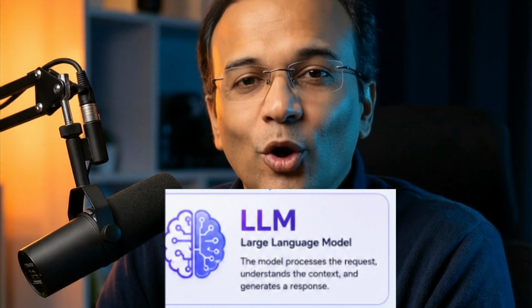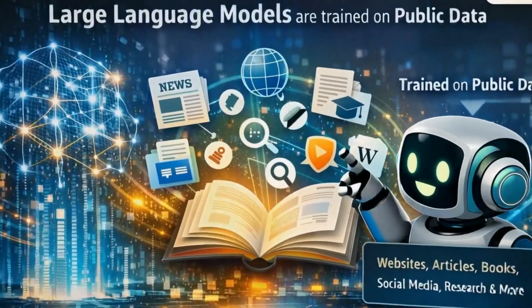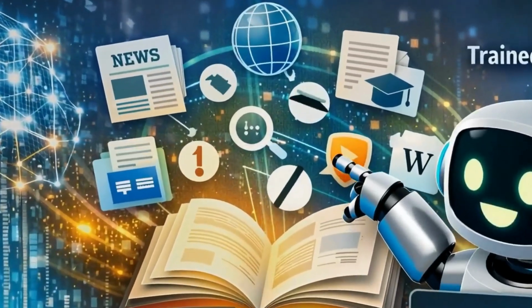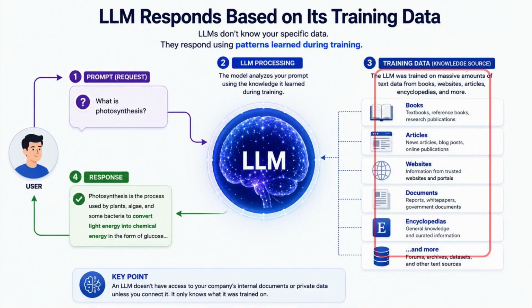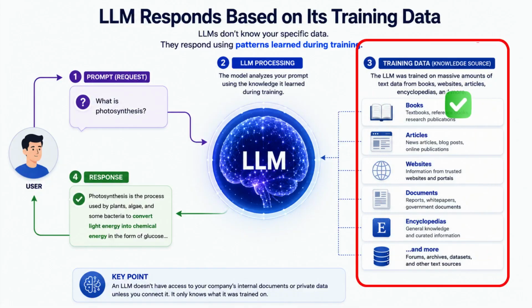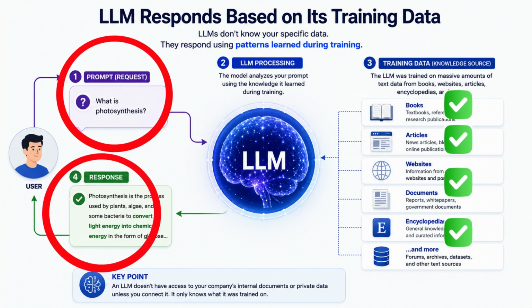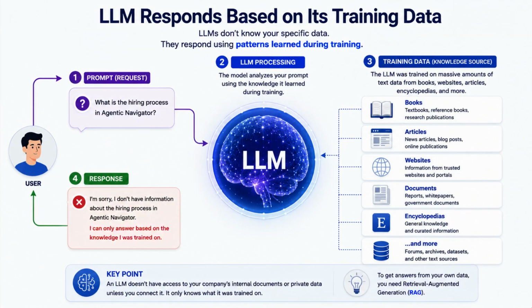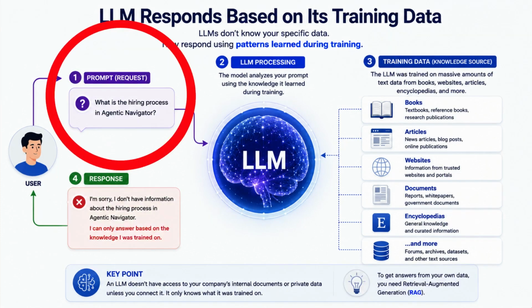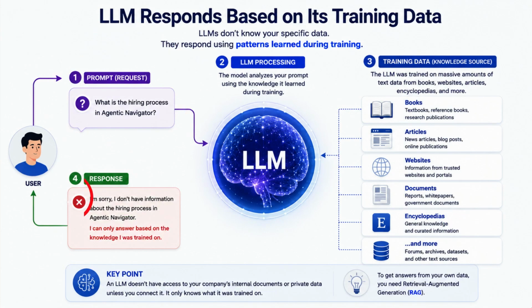Let's have a quick look at LLMs. Large language models are trained on vast publicly available data. Imagine your LLM is trained on data like books, articles, websites, etc. And when a user gives a prompt like "what is photosynthesis," the LLM processes the request and provides the answer from the science-related data it was trained on. But if you give a prompt like "what is hiring process," which is outside its training data, of course, it will not be able to answer. So how can RAG help here?